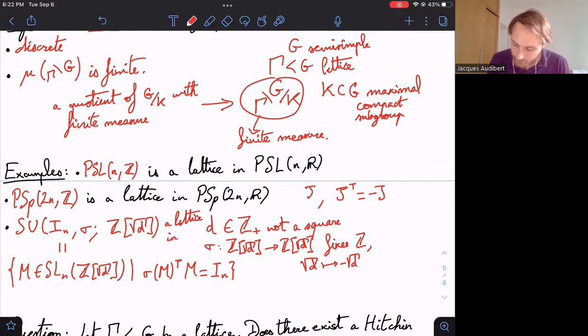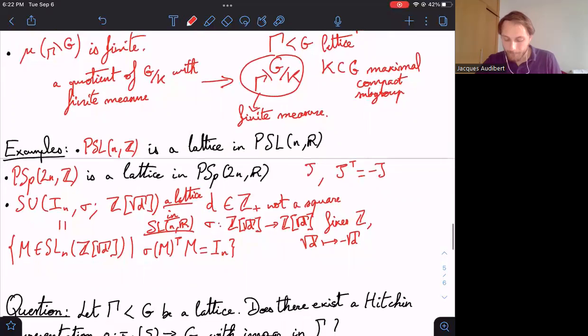Okay, so this is a lattice in SL_n(R). And this is a non-uniform lattice in the sense that the quotient is not compact. For all the examples I gave you, the quotient is not compact, but it is of finite volume.